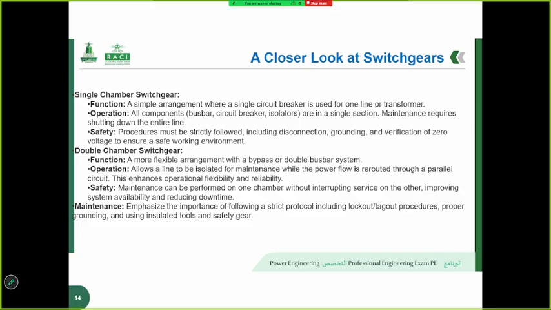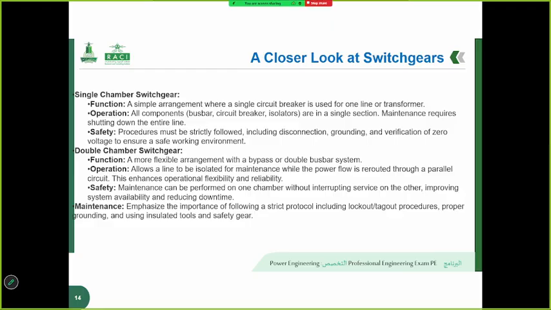The safety of the personnel is the highest priority. A strict protocol must be followed to prevent electrical accidents. This protocol includes lockout or tagout procedures, which ensure that all energy sources are isolated and physically locked to prevent accidental re-energization. Proper grounding is also essential. A circuit must be connected to the earth to ensure that no residual voltage remains.